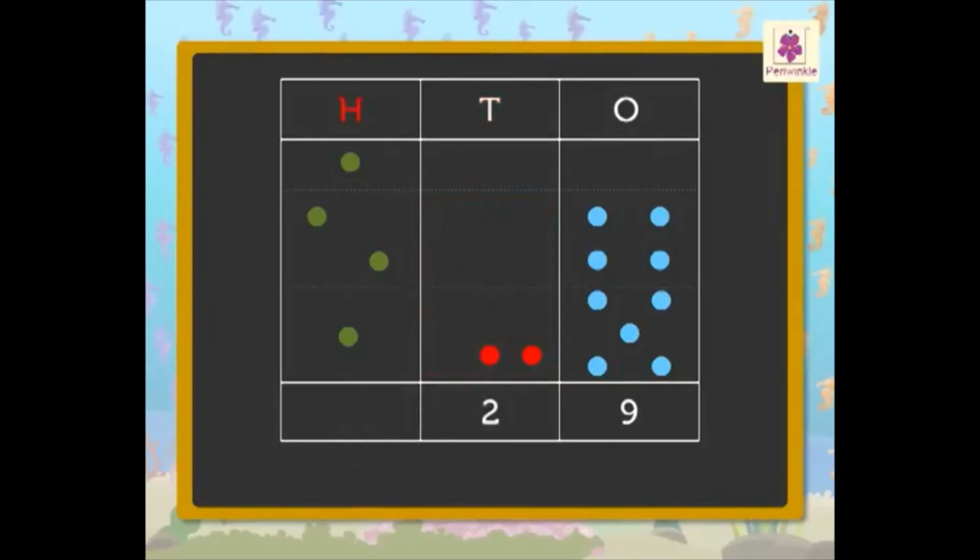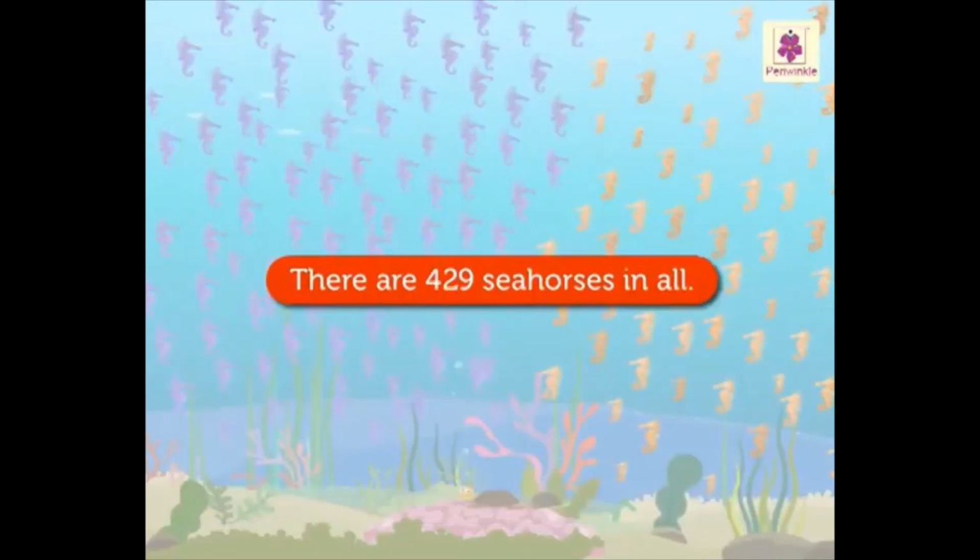Now add the hundreds, that is 1 green dot plus 2 green dots plus 1 green dot, that is equal to 4 hundreds. So we get in all 4 hundreds, 2 tens and 9 ones, which is equal to 429. Thus, there are 429 seahorses in all.